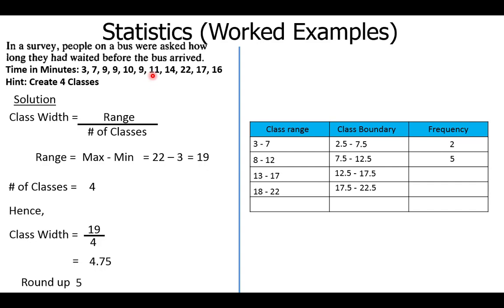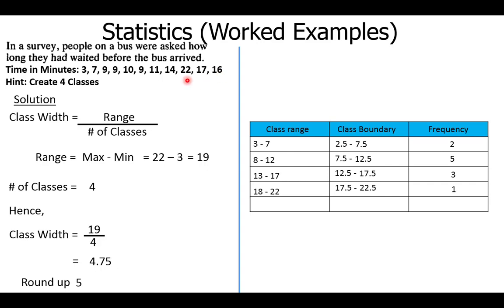Then the next one, we have between 12.5 and 17.5. How many numbers fall within that range? We have 1, 2, and 3 numbers. So our frequency in that case is 3. Then we have between 17.5 and 22.5. How many numbers do we have there? We have only one number, which is 22.